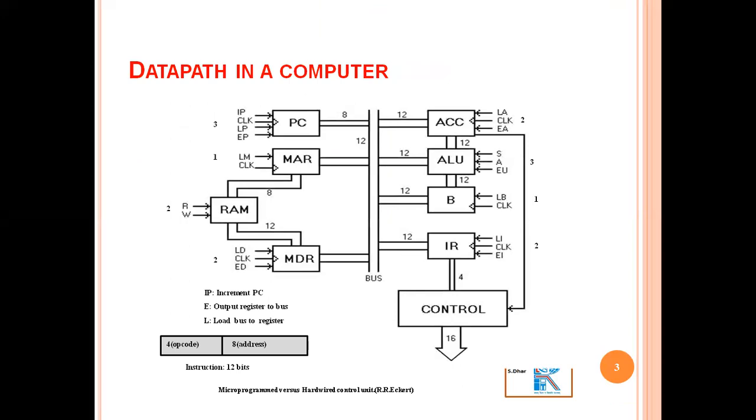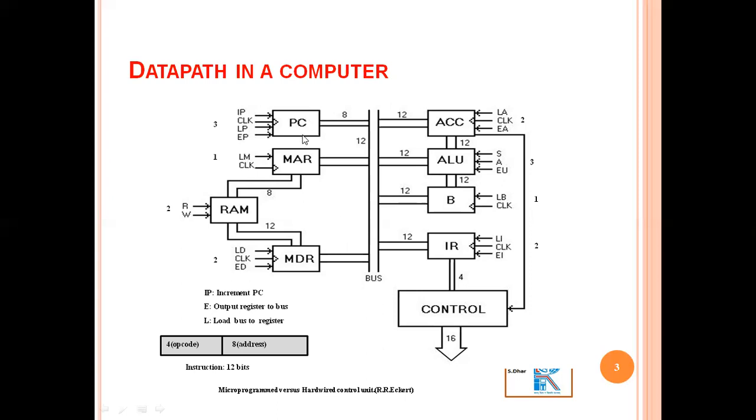So before going to the designing part of the control unit, we will see one simple digital computer, and we will see how the components are connected with each other and how the control signals are generated for running all the components. Now see here, I have shown one simple digital computer. It has different components. See what the components are here.